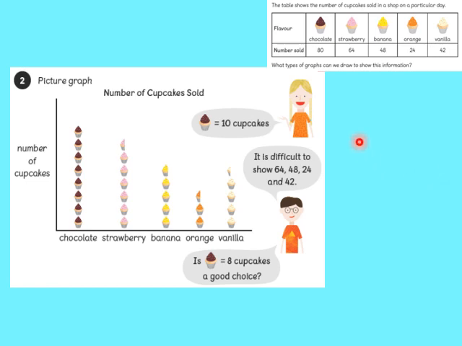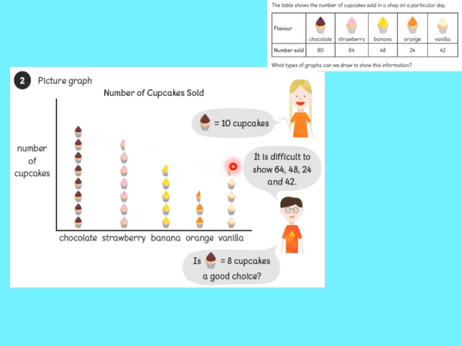So do you think this is a better representation of the data? So what's the scale? Hannah says this time one picture is worth 10 cupcakes. So let's check that. We've got our flavours along here and our number of cupcakes, and each of these is worth 10. So 10, 20, 30, 40, 50, 60, 70, 80. We can check that on the table and we can see that that is correct.